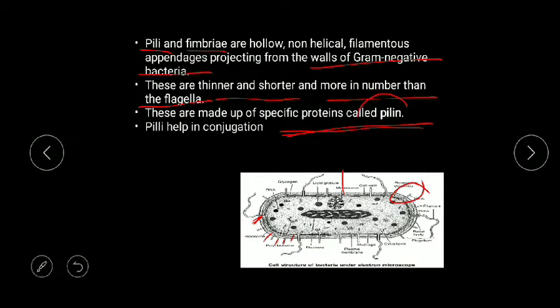These are thinner and shorter. They are more in number than the flagella. First important thing, they can ask the question which are in more number. Flagella, fimbriae and pili are more in number, but flagella are few in number.